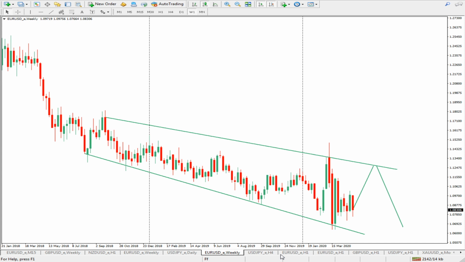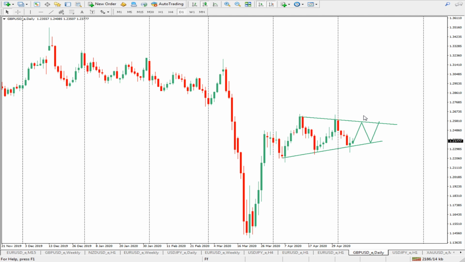The price may bounce off from this point and head straight to the lower side, or bounce off from the lower side and head straight to the upper side up to this trend line, the one at the top. In case the price breaks any of these levels, then we expect a continuation in that direction. So if it breaks above, we expect a continuation to the upper side. If it breaks below, then we expect a continuation to the lower side.